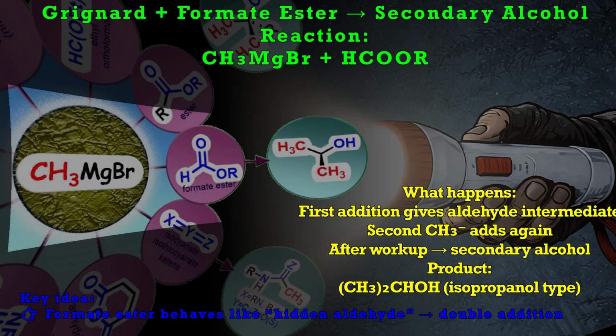Reaction 9. Grignard plus formate ester gives secondary alcohol. First, addition gives an aldehyde, then a second addition happens. After workup, you get a secondary alcohol. Key idea: formate esters behave like hidden aldehydes.